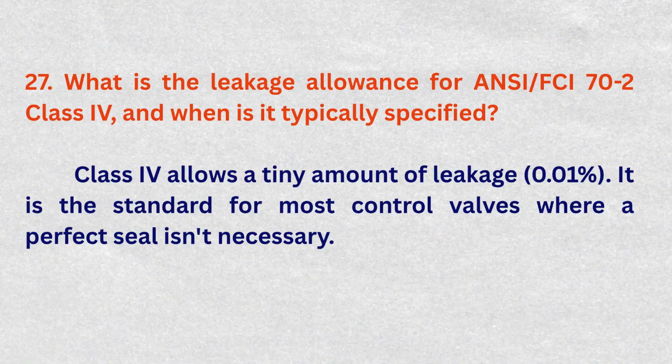What is the leakage allowance for ANSI FCI 70-2 Class 4 and when is it typically specified? Class 4 allows a tiny amount of leakage, 0.01%. It is the standard for most control valves where a perfect seal isn't necessary.